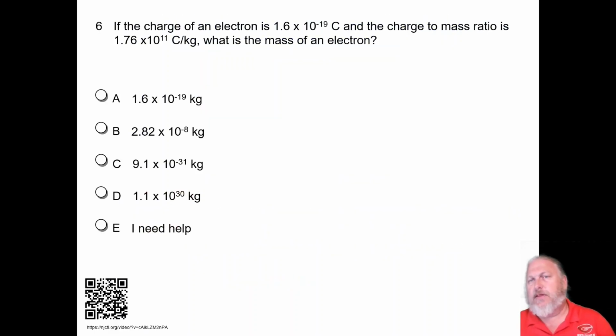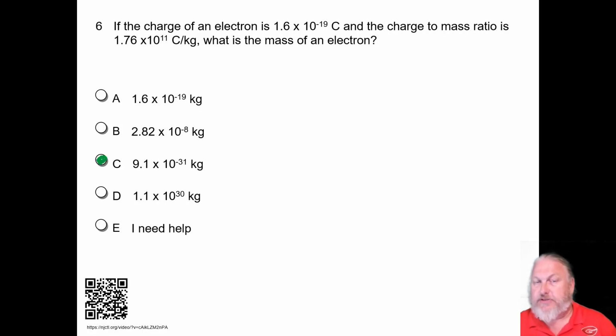So let's think. If the charge of an electron is 1.6 times 10 to the minus 19th, and the charge to mass ratio is 1.76 times 10 to the 11th coulombs per kilogram, what is the mass of an electron? 1.6 times 10 to the minus 19th? That doesn't make sense. 2.82 times 10 to the minus 8th, or 9.1 times 10 to the minus 31 kilograms, or 1.1 times 10 to the 30th kilograms. Let's turn the page and we'll see the answer. Then I'll show you how they got that.